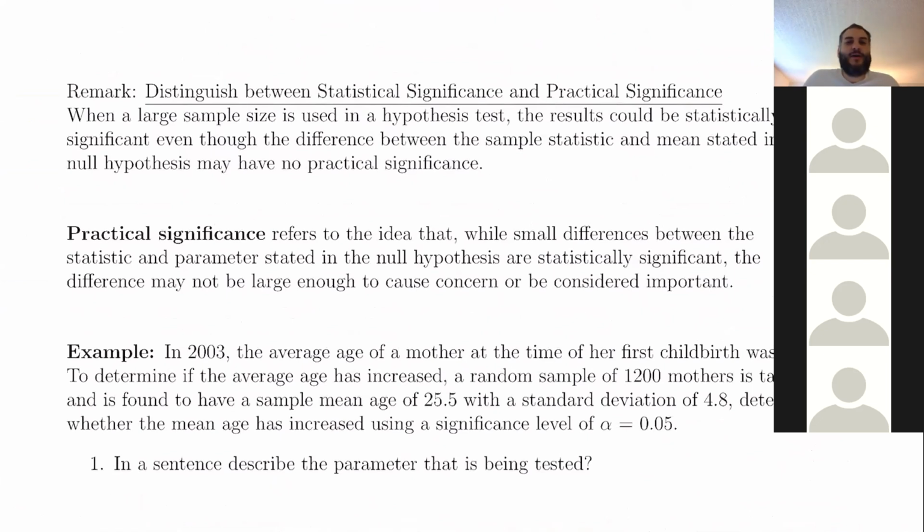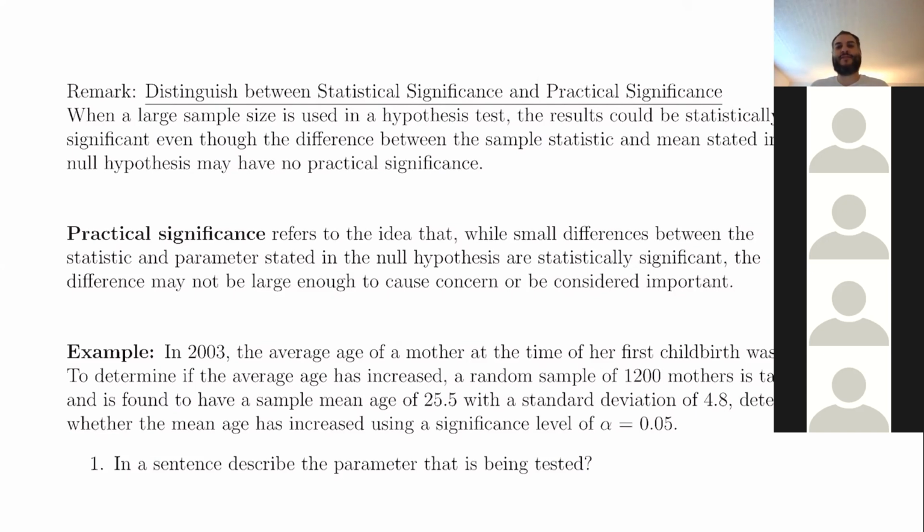All right, so we're going to go over how to distinguish between statistical significance and practical significance. Statistical significance is when you go through the process of finding the test statistic, finding the p-value, and at the end you reject the null hypothesis. So if we go through the entire process and find that the alternative hypothesis is correct by rejecting the null hypothesis, that's statistical significance.